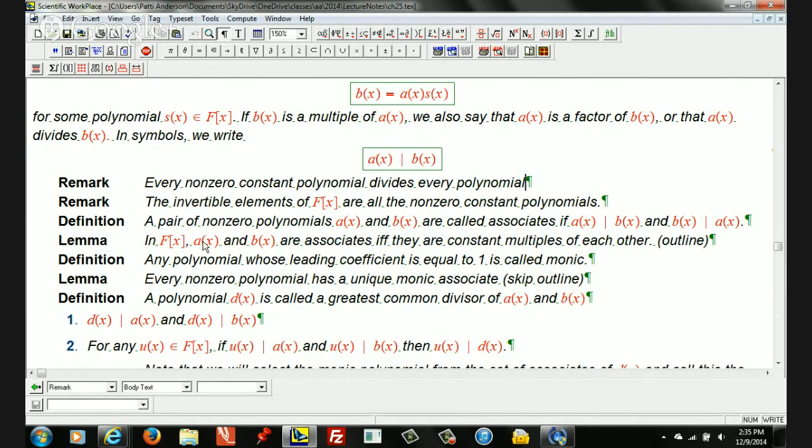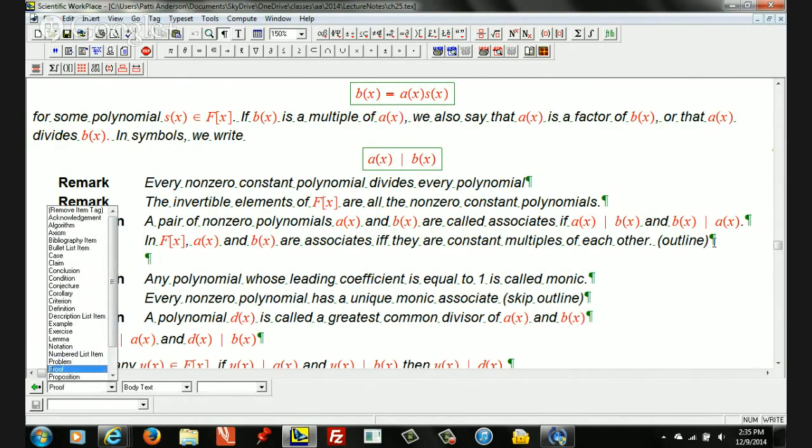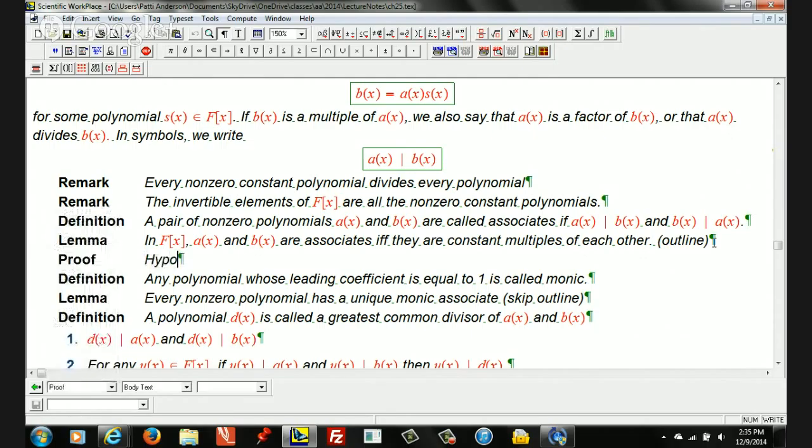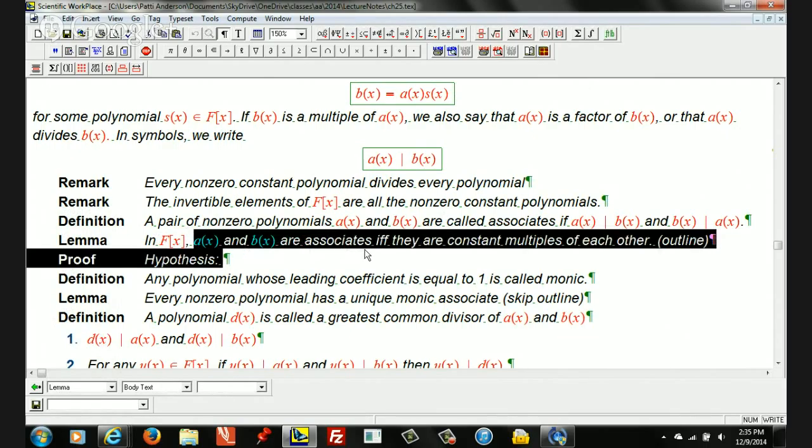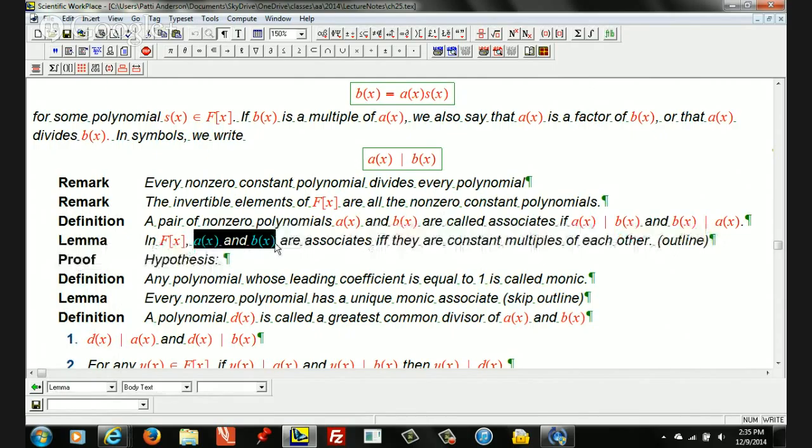So in our polynomial ring, a and b are associates if and only if they're constant multiples of each other. This was a very short one, so I figured we can outline it. What's the hypothesis? a(x) divides b(x) and b(x) divides a(x) would be enough. Yeah, and it would be associated.